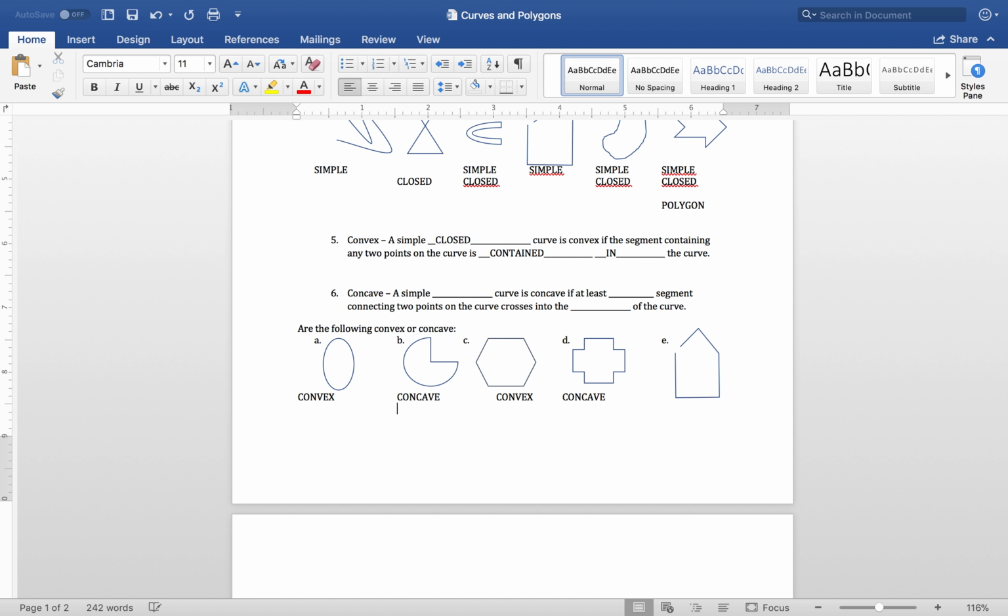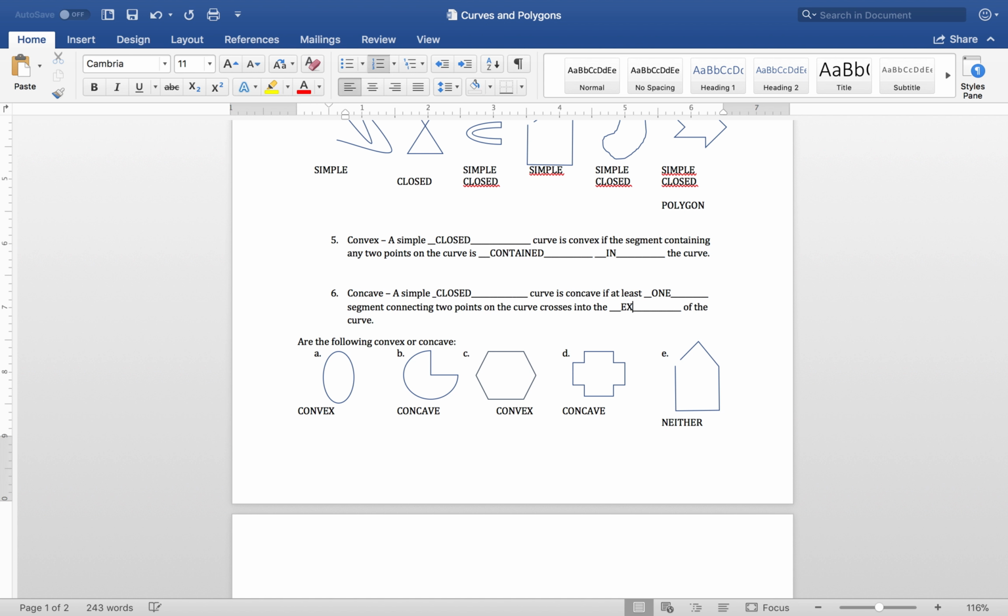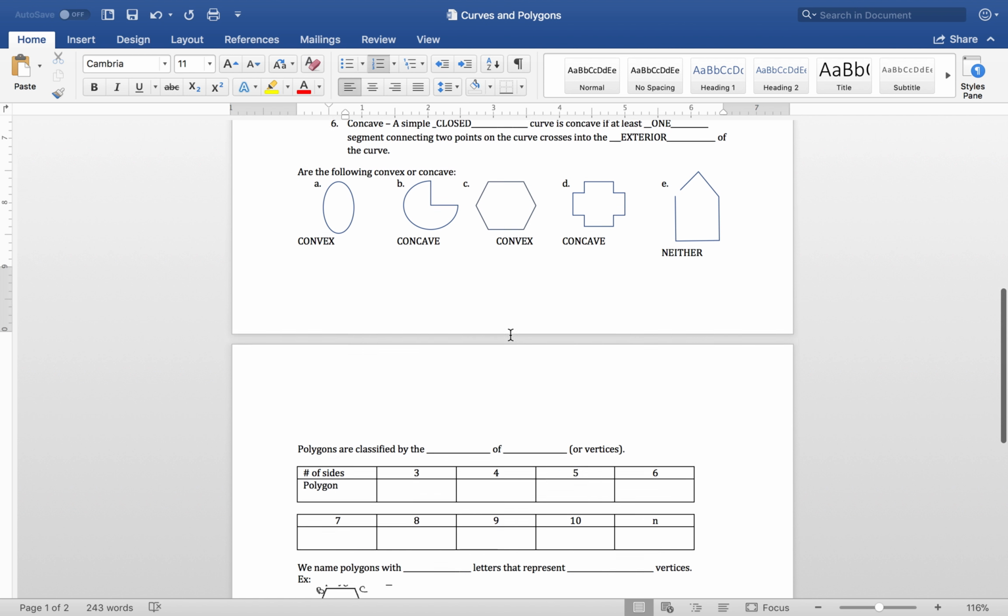And E is tricky. It's actually neither one of them because it isn't closed. It should have to be simple and closed. To write out that definition of concave, it has to be a simple closed curve if at least one line segment containing 2 points is on the exterior of the curve. Another common concave shape is a heart. And most of our shapes, when we think of squares, rectangles, triangles, those are other examples of convex.